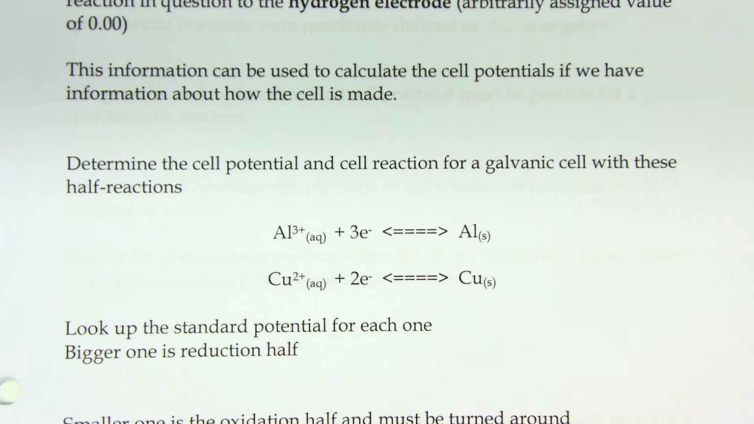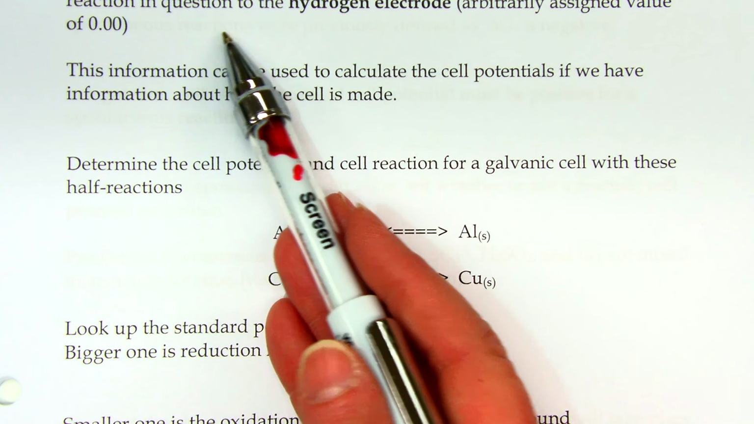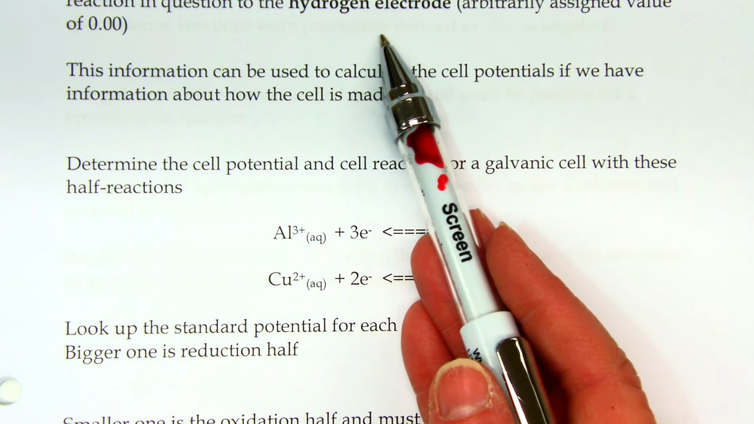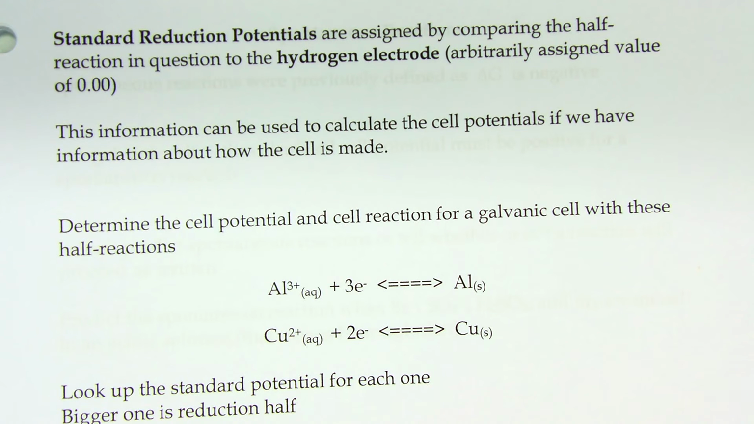Okay, so now we'll look at the standard reduction potentials. We compare the half reaction that we're discussing to the hydrogen electrode, which is arbitrarily assigned 0, and then we can calculate the cell potentials. Now, there's two things we can do. We can say, I'm going to take these two cells and hook them together, and I'm going to calculate or predict what will happen in nature.